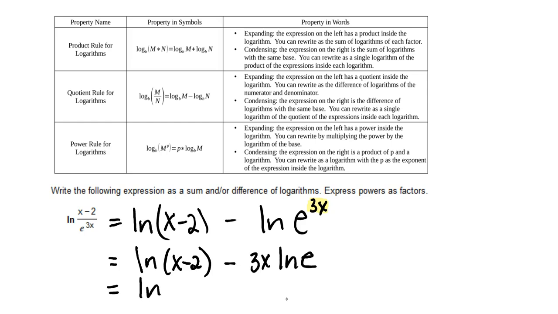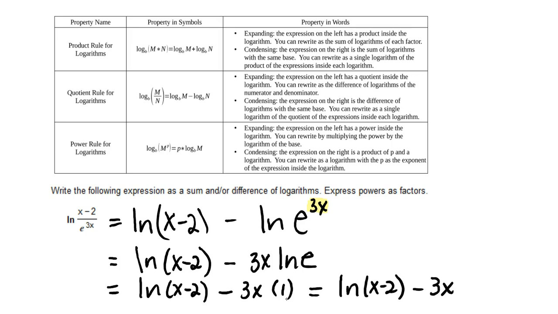And then the last thing that we're going to be able to do for this expression is to simplify natural log of e. Natural log of e is 1, and so our final answer will be natural log of x minus 2 minus 3x.